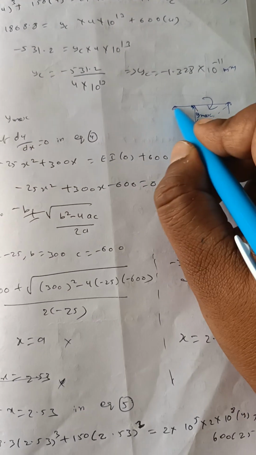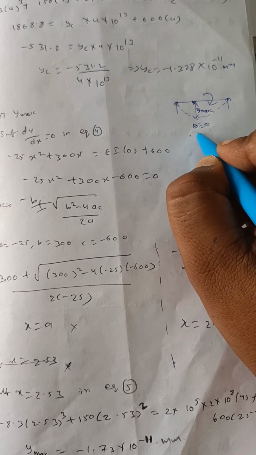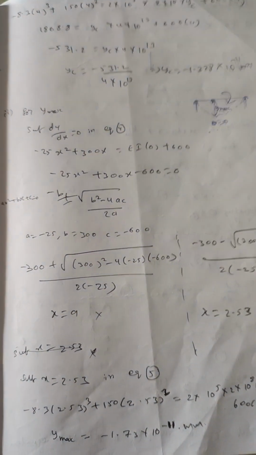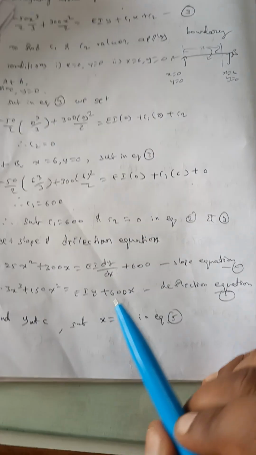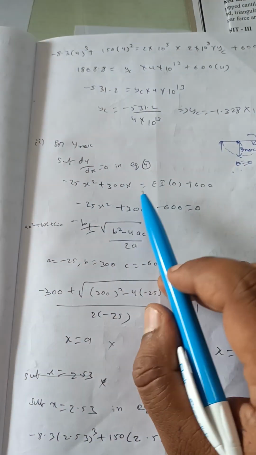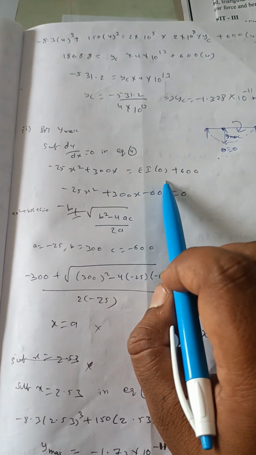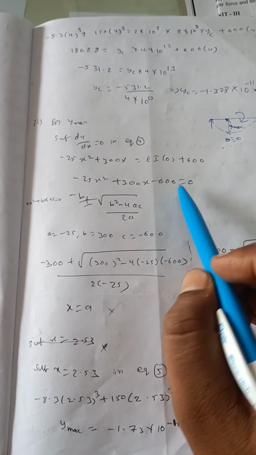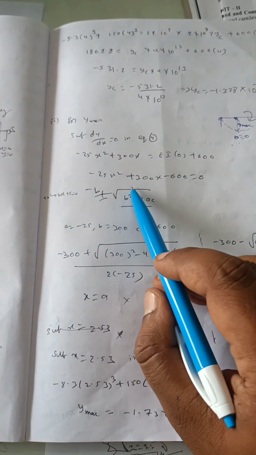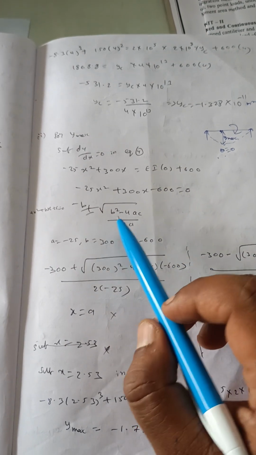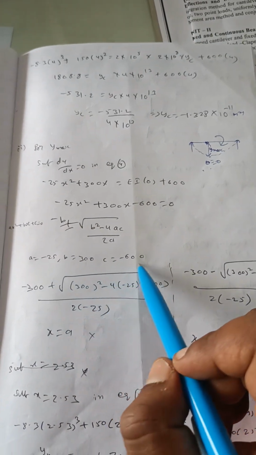To find this x distance, substitute theta equal to 0, that is dy by dx equal to 0, in the slope equation, equation number 4. Then I will get this quadratic equation. We know that it is in the form of ax square plus bx plus c equal to 0. Here a equal to minus 25, b equal to 300, c equal to minus 600.